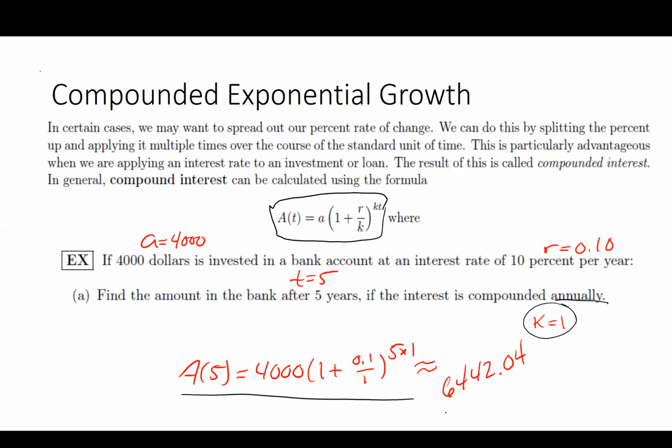Now, what we end up with is $6,442.04. So what we're saying is we've got $4,000. We invest it into an account with a 10% interest rate. And after 5 years, this is what we have.